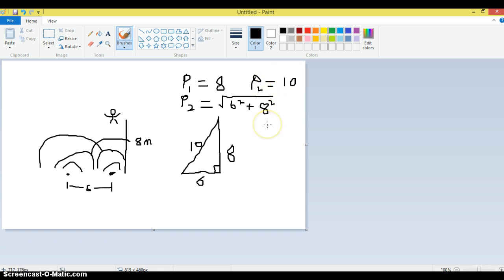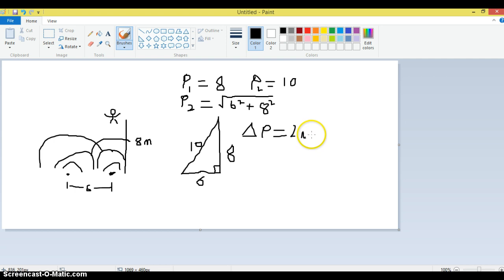So, the first question, part A, was asking what is the path difference? So we can just take P2 minus P1, which is 10 minus 8. And that's going to give us a change in path of 2 meters. 2 meters, right? Okay.